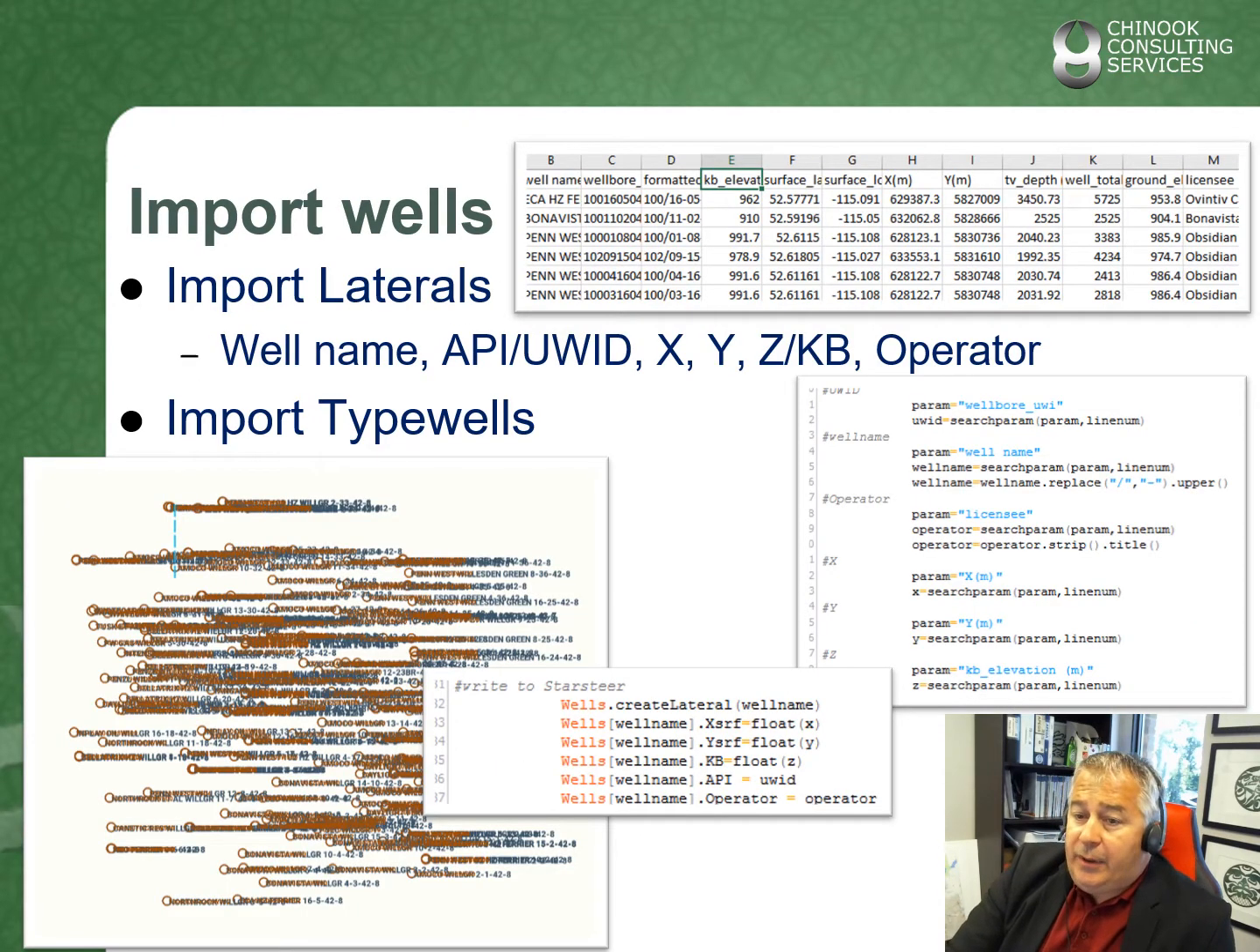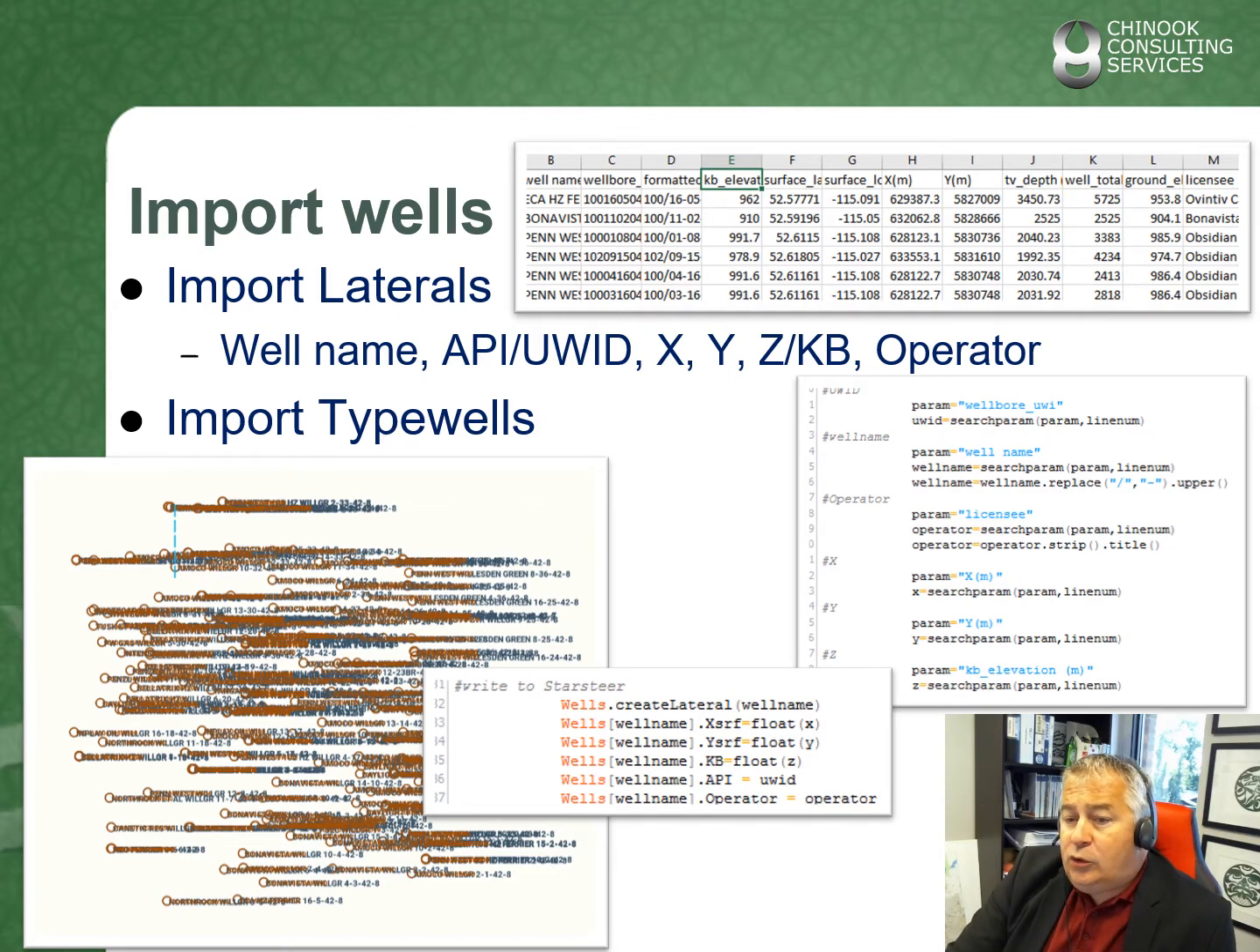We normally start by creating wells and type wells. We look for parameters such as well name, unique well ID, API, X, Y, Z coordinates, operator name, basically filling the headers in a well object spreadsheet. Some of the parameters need to be strictly numbers, so strings for KB, surface, X and Y have to be converted from strings to floats, obviously.